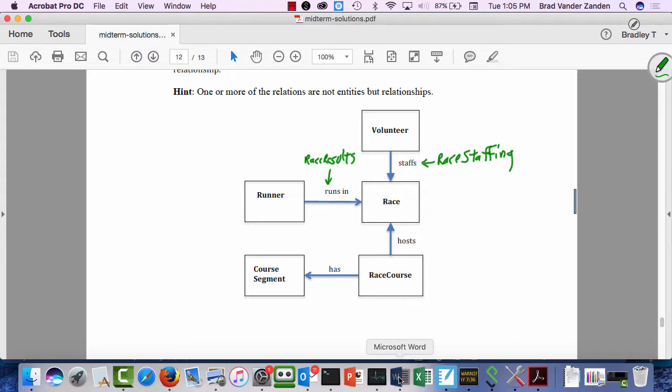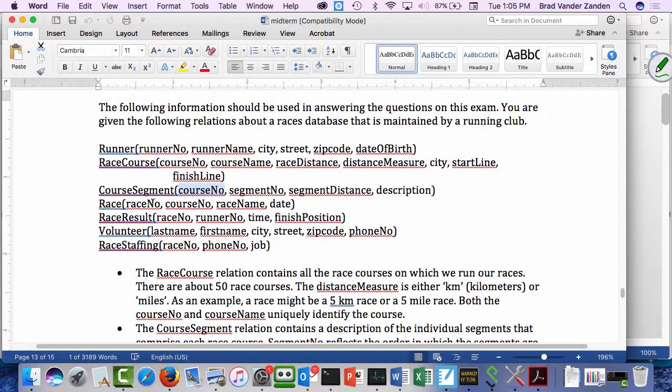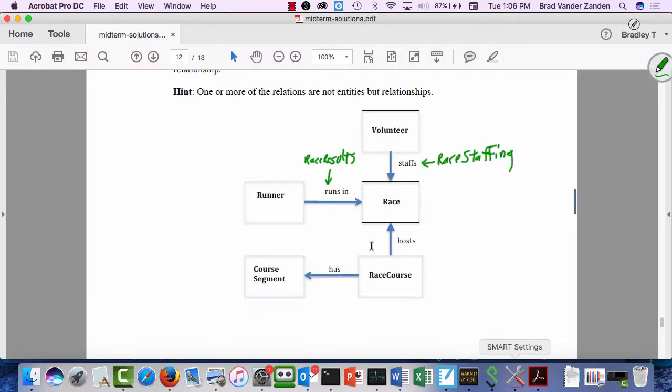And then if you look at race, you see that race has a course number in it, which makes it a foreign key. So a race course hosts a race. And generally, you draw the arrow toward the relation or entity that has the foreign key. So race had the foreign key for course, so the arrow is pointed toward it. Course segment has the foreign key, so race course has the edge pointing toward course segment.